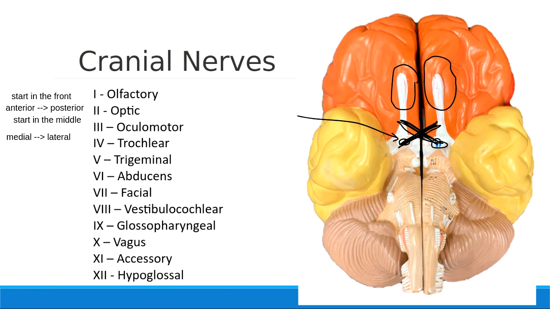We're working our way from the front, anterior to posterior. So here was number 1. Number 2 was back behind it. Then we go down to number 3. Number 3 is down here in the middle. I'm going to zoom in just a little bit to help us see. Cranial nerve number 3. I can see it on one side right here. I can see it on the other side right here. Cranial nerve number 3 is called the oculomotor nerve.